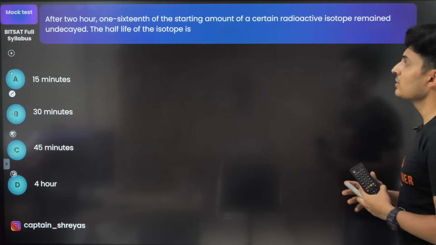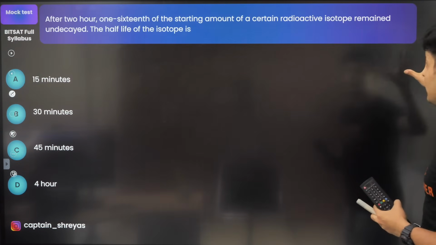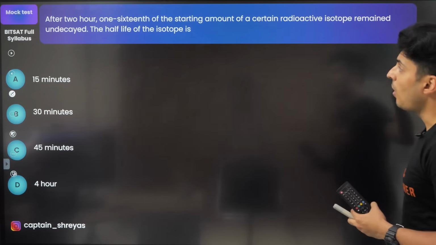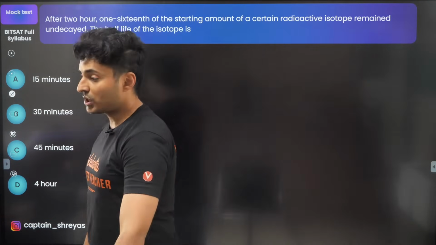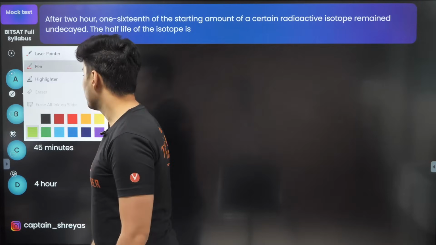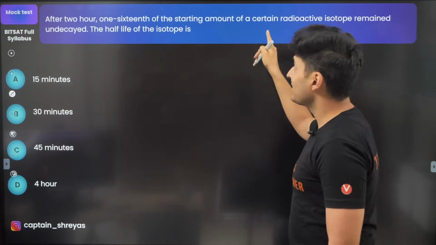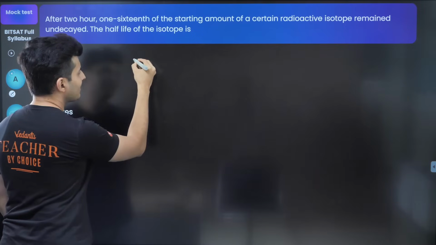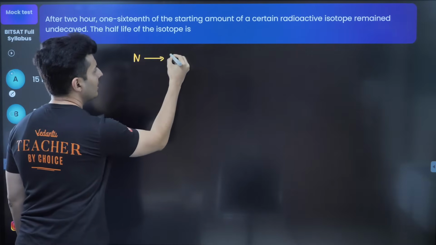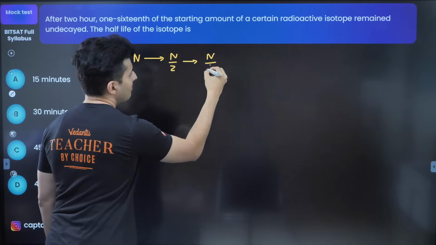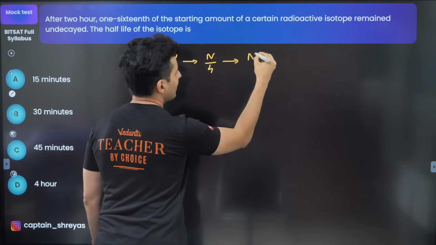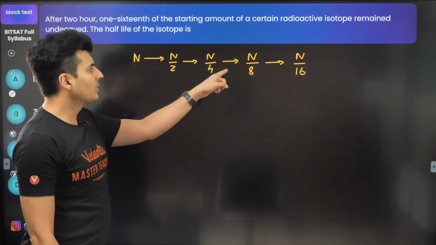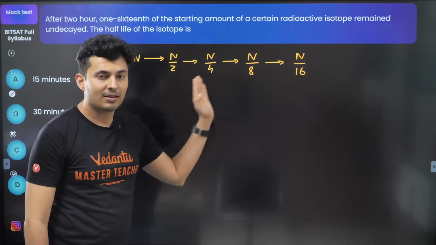After 2 hours, 1/16th of the starting amount of a certain radioactive isotope is remaining undecayed. Now the half-life of the isotope is how much? The question is on the half-life. Let's try to figure this out. After 2 hours, 1/16th of the starting amount is remaining. 1/16th is something like this: if there was N, then it becomes N by 2, then N by 4 after every half-life, then N by 8, then N by 16. 1, 2, 3, 4. That's 4 half-lives which have decayed.